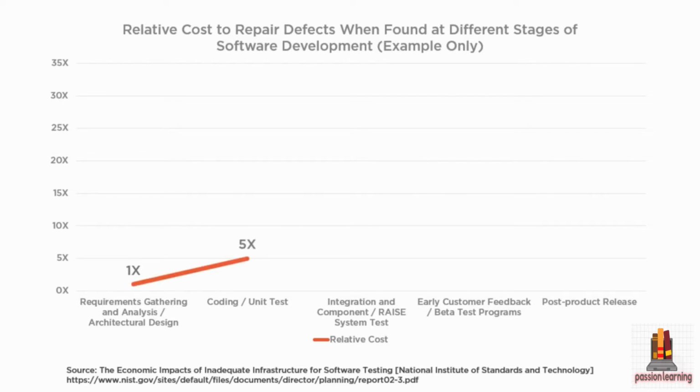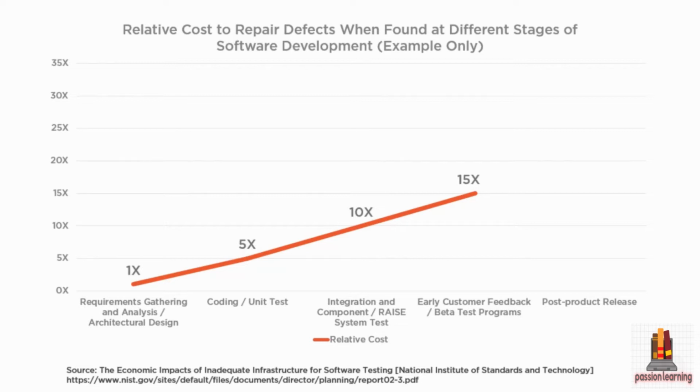Once we move to the coding or unit test phase, the relative cost to fix a defect increases from 1 times to 5 times. So it's 5 times more expensive to fix a defect here than it would have been in the requirements gathering phase. Once we move to the integration and component system testing phase, the relative cost increases to 10 times. And in the early customer feedback or beta test phase, the relative cost increases to 15 times.